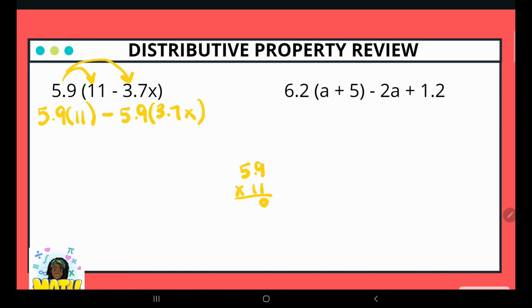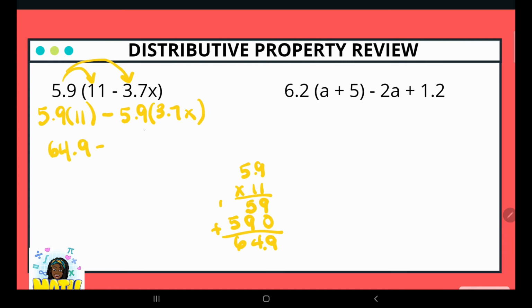So 1 times 9 is 9, 1 times 5 is 5, placeholder, and I have my 9 and my 5 again. Now I'm going to just go ahead and add these numbers. Okay, so I have 649, and then now I need to count the number of decimal places that I have. I only have one, so the product here is 64.9. So 5.9 times 11 is 64.9.